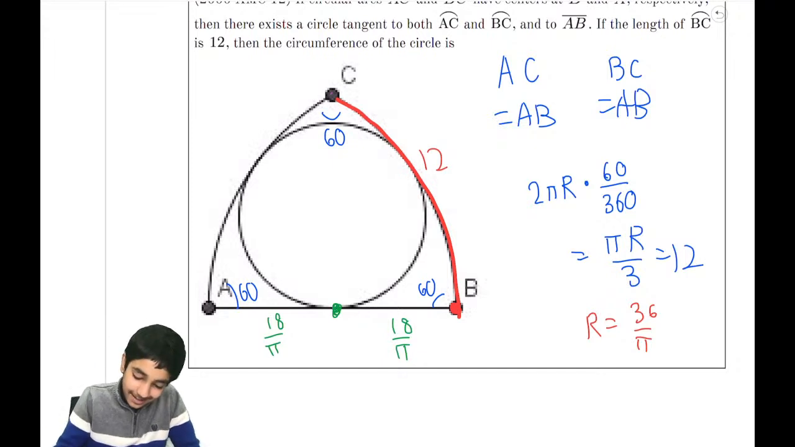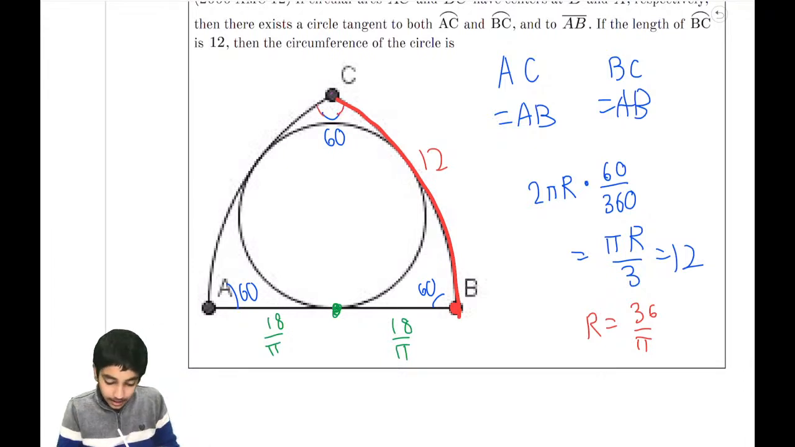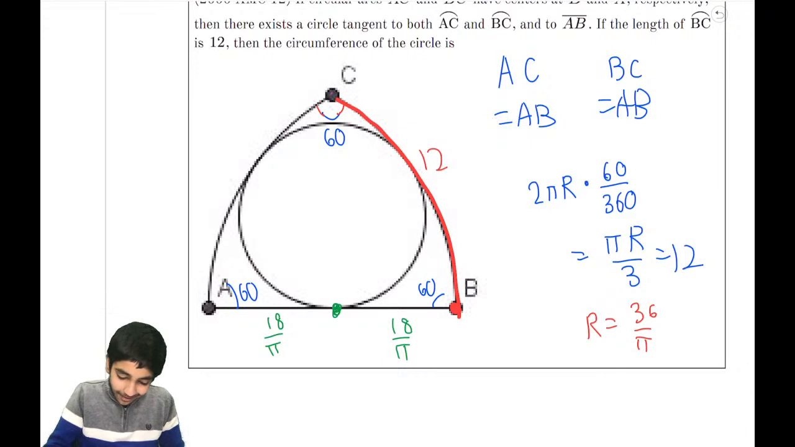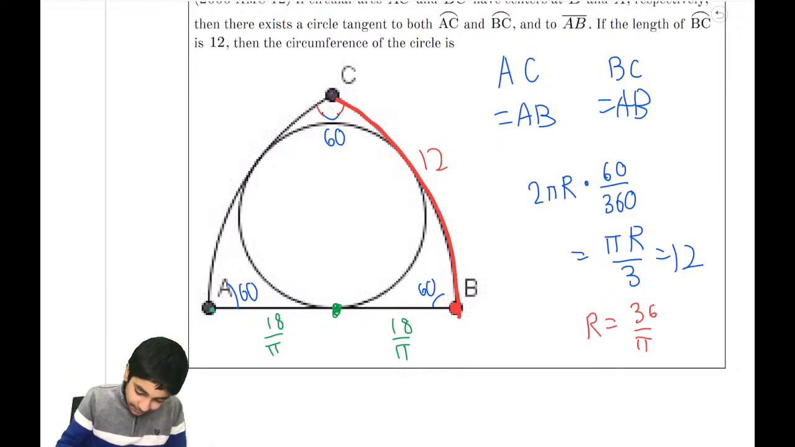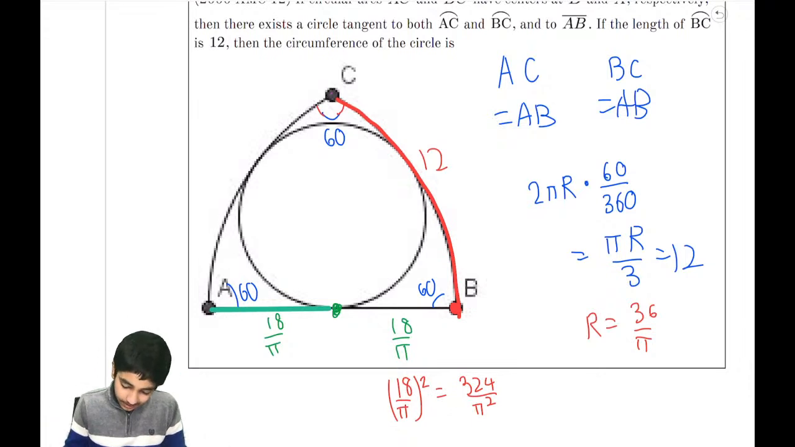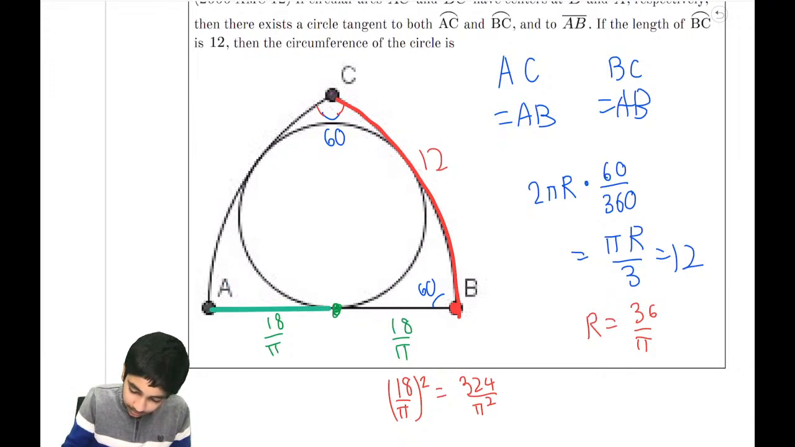Yeah, power of a point. Exactly. We can use power of a point. And the reason we can use power of a point is because we've got tangents. And tangents are good signs. We've got tangents and we've got tangent lengths. Tangent and tangent lengths, those are good signs to use power of a point. So then we know that tangent squared, 18 over pi squared, oops, that's way too thick, 18 over pi squared is 324 over pi squared. And 324 over pi squared is also going to be equal to the product of these two lengths.